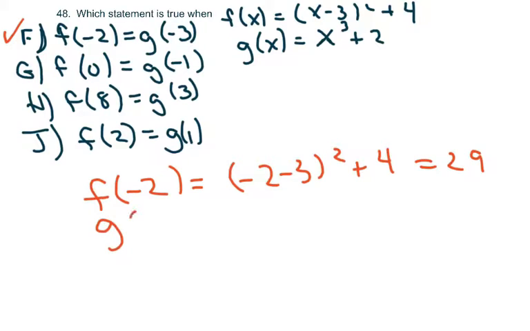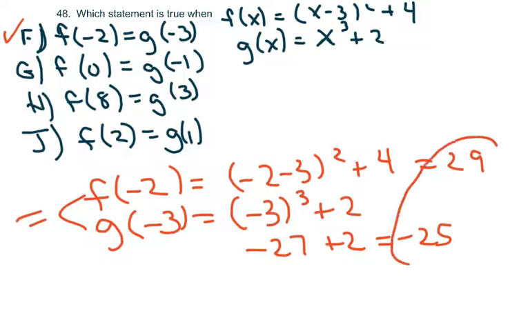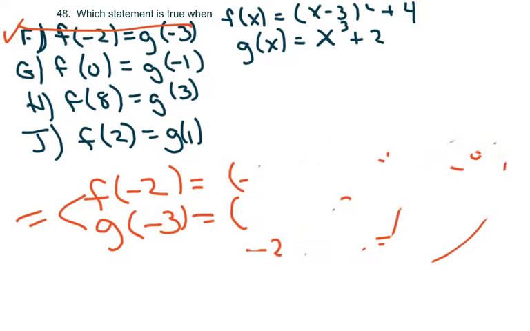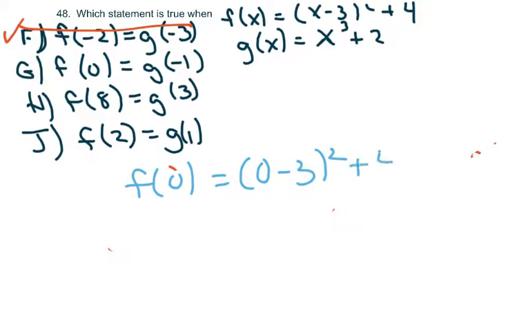And let's look at g of -3, because we want these two to be equal, and that will be true. So we get (-3) cubed plus 2. So (-3) cubed is -27, plus 2 is -25. These two do not equal, so it's not true. So F doesn't work. Alright, so now I've got to try the second one, which should be easy. So the second one, f of 0 equals (0 minus 3) squared plus 4.